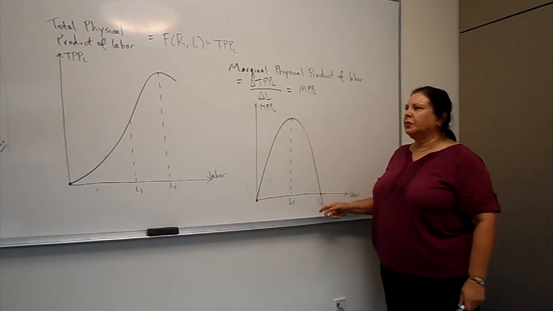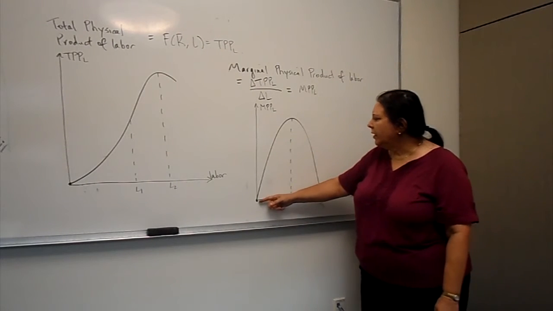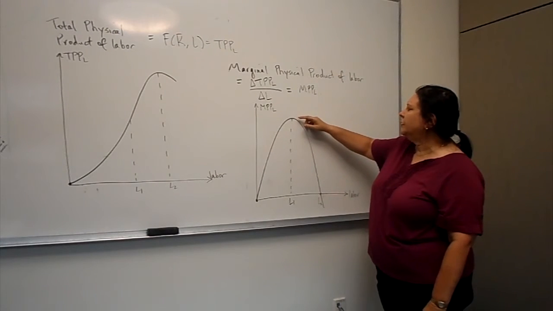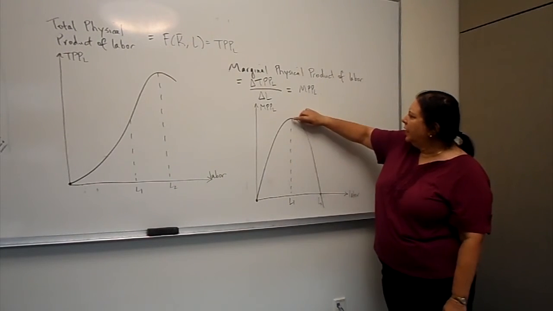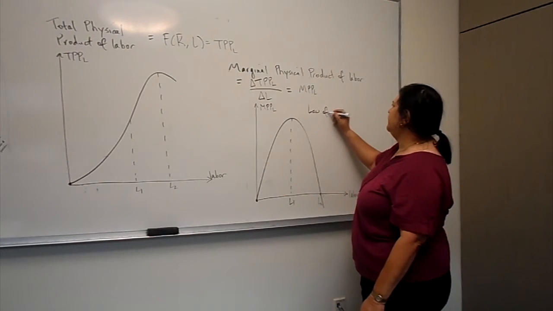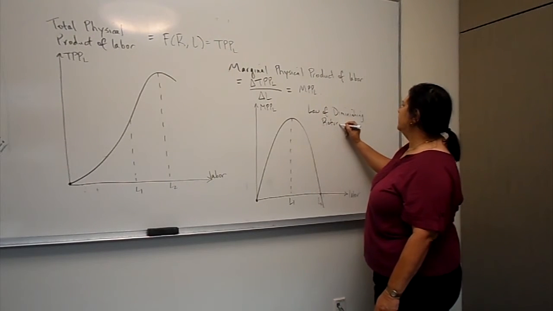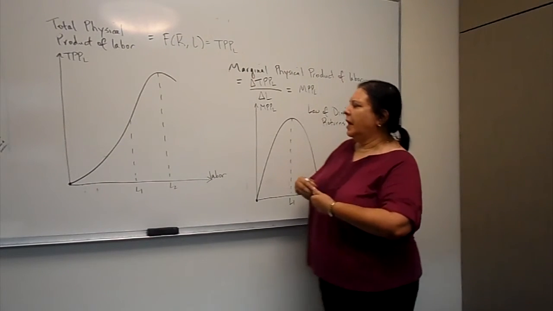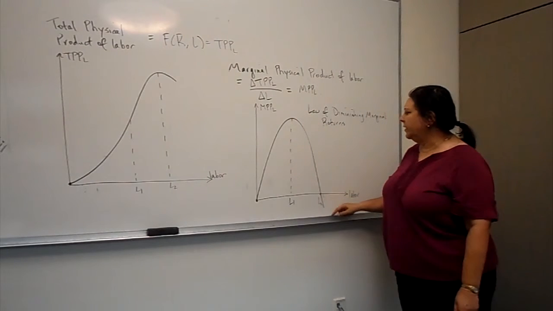The law of diminishing marginal returns says that in the short run, as you hire more and more labor, initially the marginal physical product of labor is going to be rising, but eventually the marginal physical product is going to be falling. We say that from L1 here, that's where diminishing returns sets in. So that's what the law of diminishing returns means. Or we should say diminishing marginal returns. It means as you hire more and more labor, eventually output increases, but at a decreasing rate.